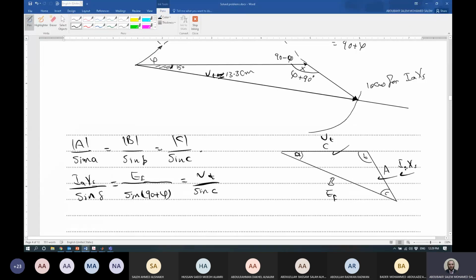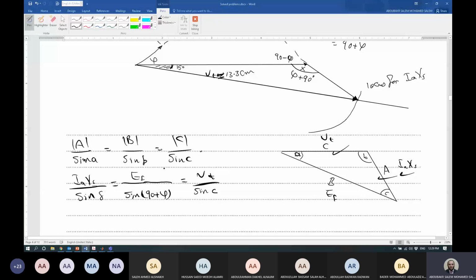So in this case, you can continue analytically. You have IA and angle phi. You can continue analytically and compute EF, or use also the relation here. You get the angle B, so you can use it to get EF. So this way can be used here.